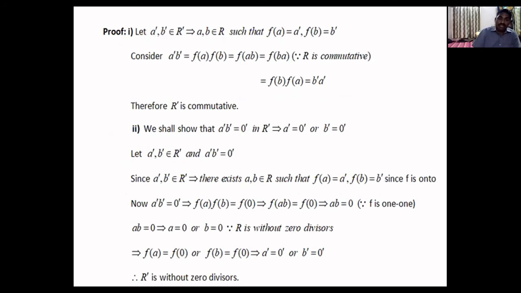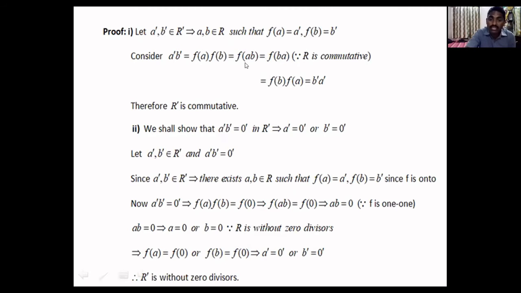For the proof of the first one, we have to prove that R is a commutative ring implies R dash is also a commutative ring. Consider two arbitrary elements a dash, b dash belongs to R dash. This implies there exist a and b belonging to R such that f of a is equal to a dash and f of b is equal to b dash, because f is a mapping from R into R dash. Consider a dash b dash is equal to f of a into f of b, that is equal to, since f is a homomorphism, f of ab.